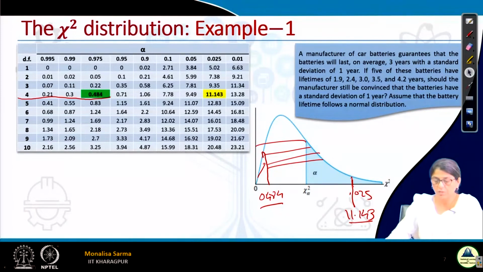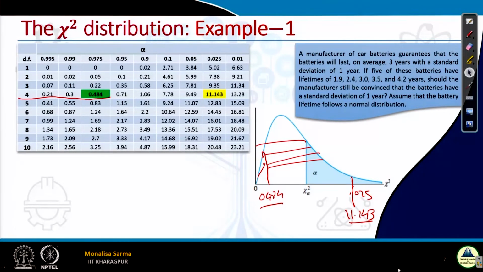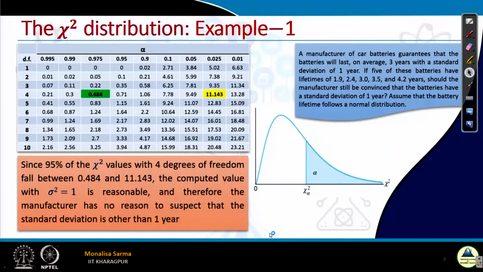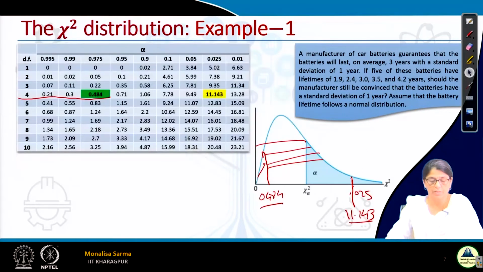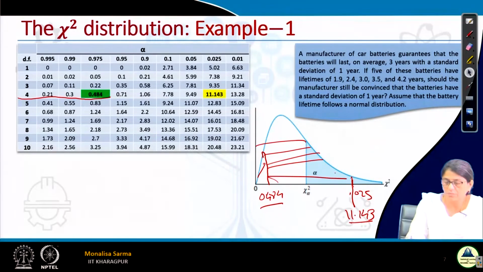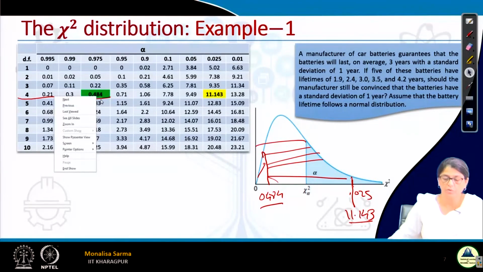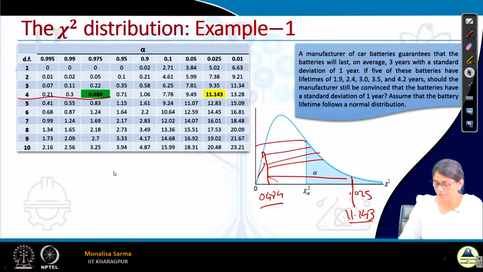So what value did I get? I got a chi-square value of 3.26. So 3.26 lies very much within this range, 0.484 to 11.143, it lies within this range.